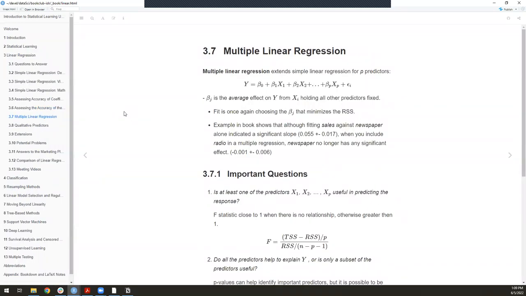Yeah. So the next section of the book talks about multiple linear regression, and this just extends the linear regression to multiple predictors. You just add them on to your model, like it's shown here in this equation from the book. And the interpretation of each of these betas is the average effect on y by that particular predictor, x sub j. The beta sub j, the i and j should be matching there.